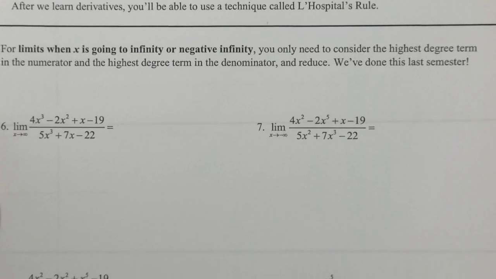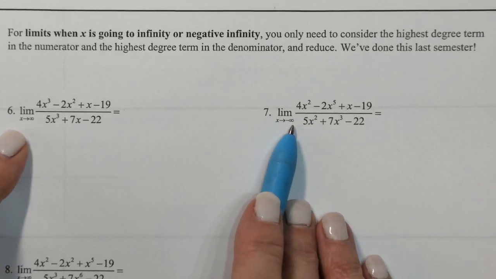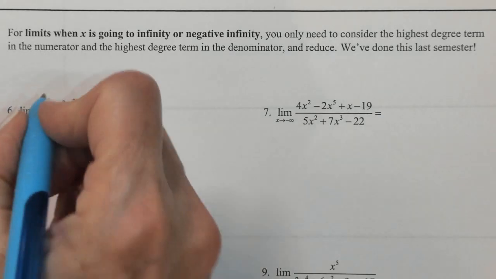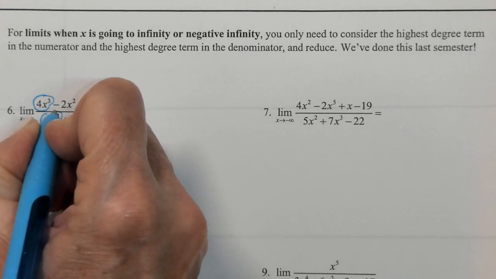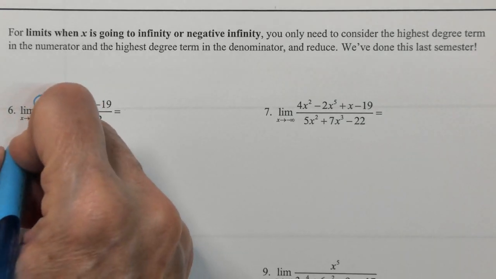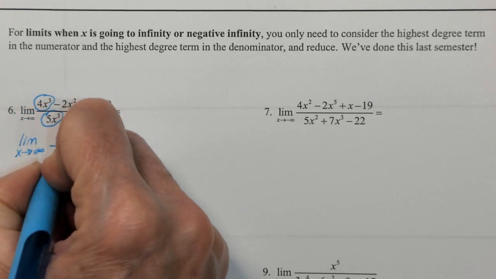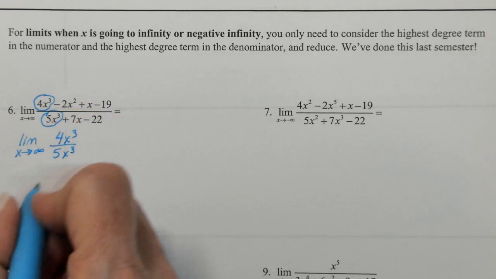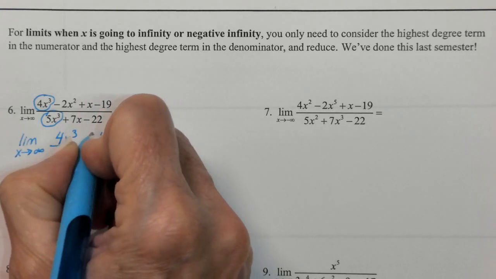Alrighty. For limits when x is going to infinity, or negative infinity, we only need to examine the highest powered term in the numerator and the highest powered term in the denominator. Okay? We've already done this last semester, so I'm just going to do this quickly. We did this when we did rational functions. So this is the same thing as the limit as x approaches infinity of 4x cubed over 5x cubed. The x cubes reduce out, and we get 4 over 5.